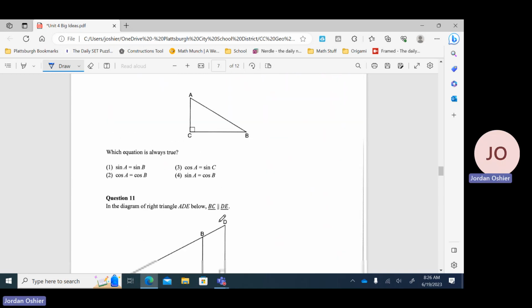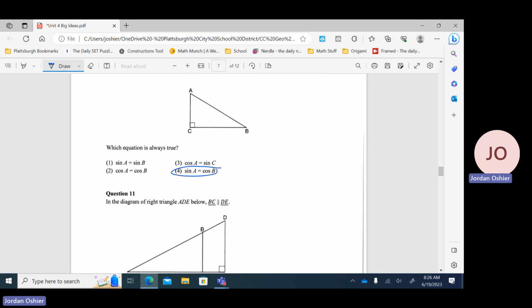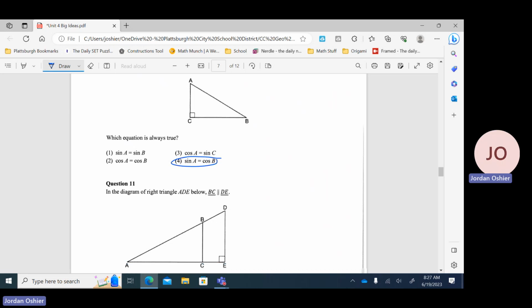All right, we have another right triangle. Which thing's always true? Sine A is equal to cosine B. Again, I'm hoping you're ready for that question. There's always one. It should be a free 2 points if you see that question.